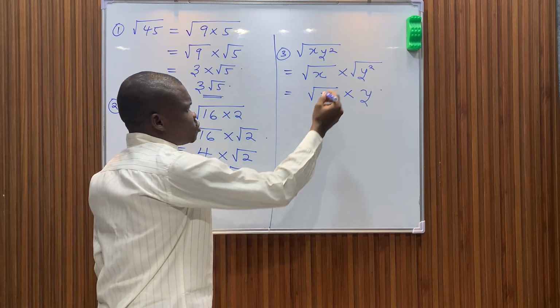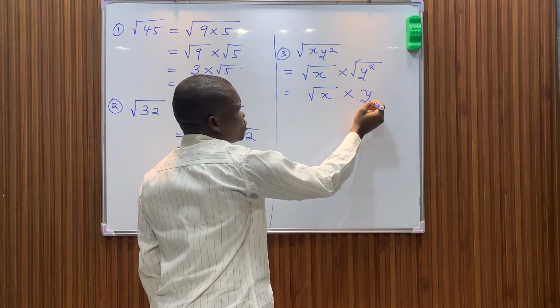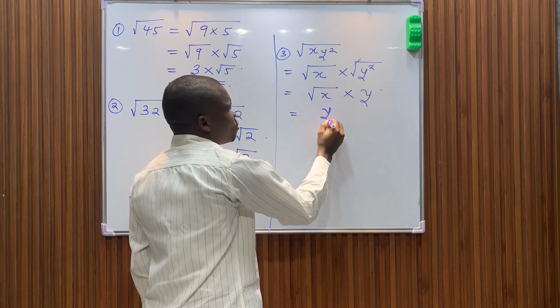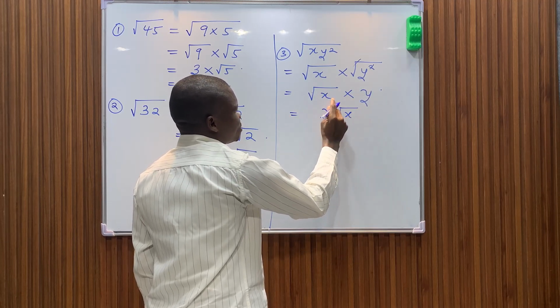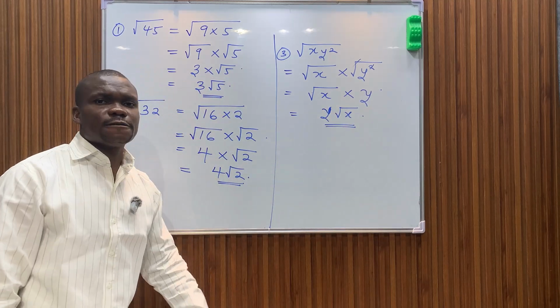Now, of course, you can see that this can cancel it. So that's why we say that the square root of y squared is y. So square root of x times y gives us what? y root x. And that's the answer. I hope you understand that.